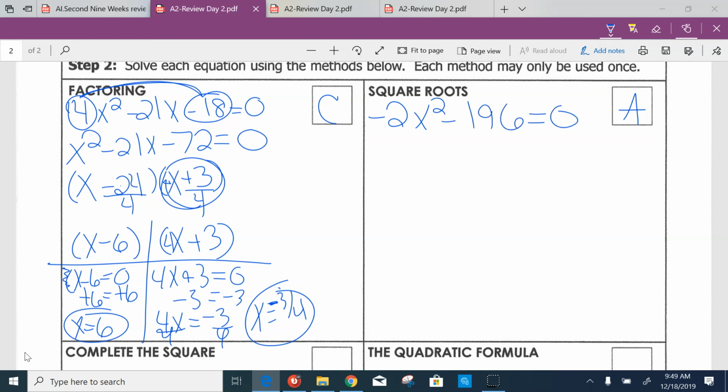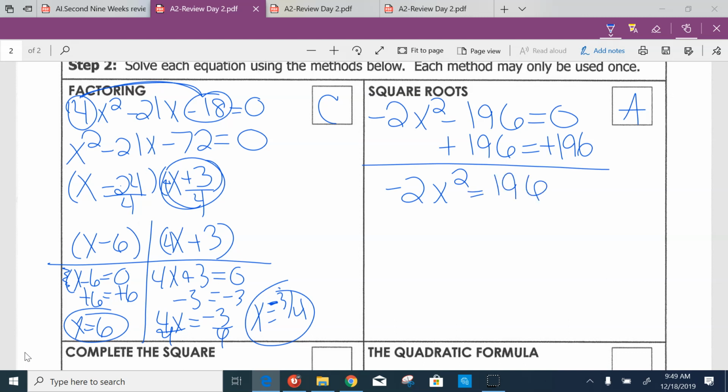0. This one has the fewest parts, so it's easier to solve like just a regular 2-step or 3-step equation in this case. I'm going to add 196 to both sides. When I do that, I get negative 2x squared equals 196. Divide both sides by negative 2 to get the x squared by itself. When I do that, I get negative 98.